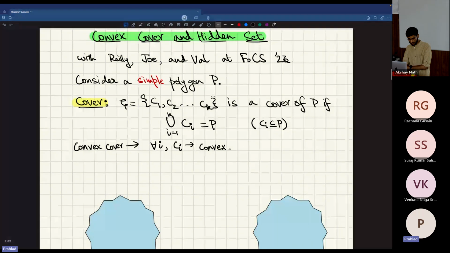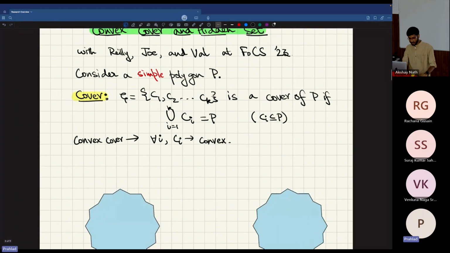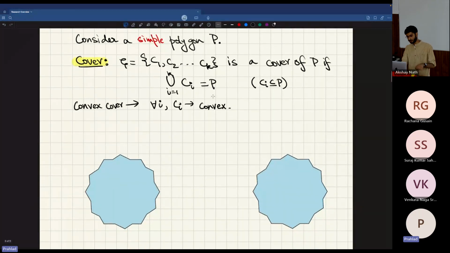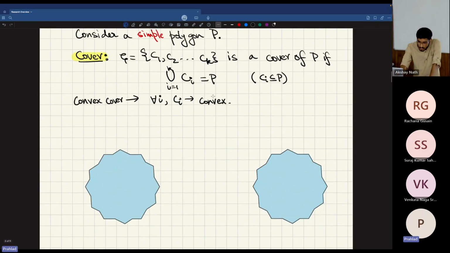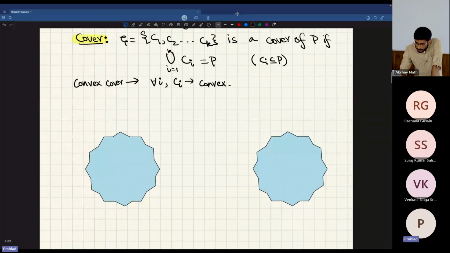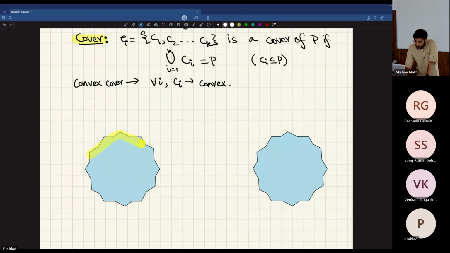I'll define the problem explicitly in a moment, but let's look at an example first to understand the difference between a cover and a partition. So if we take a look at this figure on the left, both of them are the same, but if we take a look at this one, we can actually cover this with just two pieces, right?